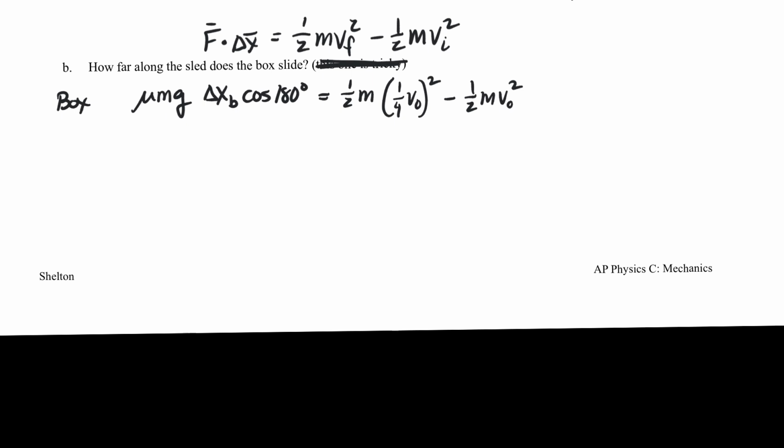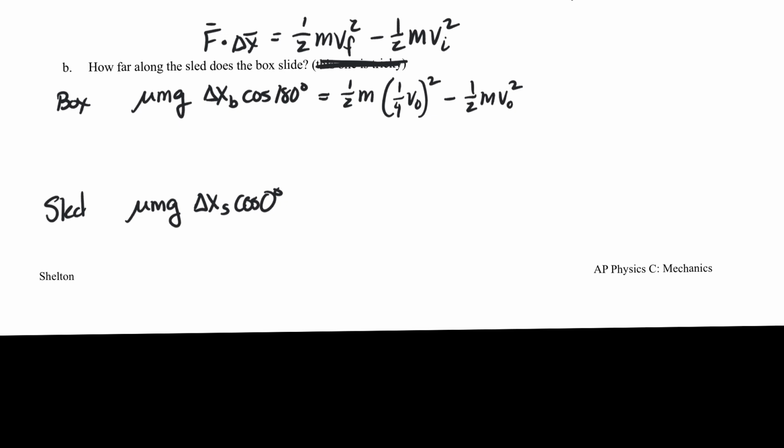All right. Sled. The sled's experiencing a force. What force? Mu mg. It's still a little m. It's the same force. A lot of people put 3m in here, but that's not the right thing to do. The force is about the normal force on the little box. That's what creates friction. So it's still mu mg times delta x for the sled, and that's going to be cosine of 0, right? Because that force is in the direction of motion.